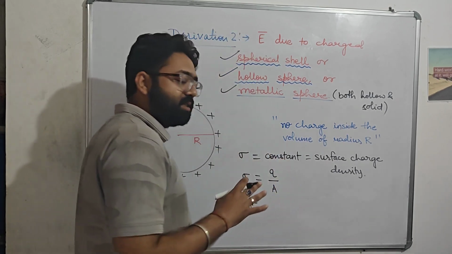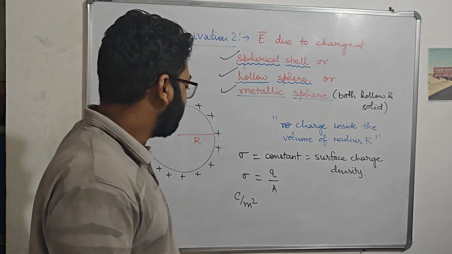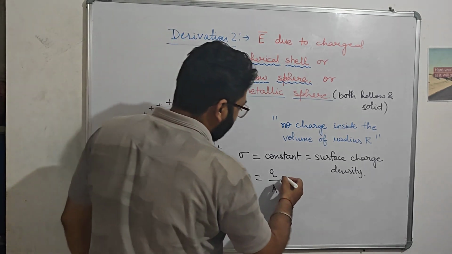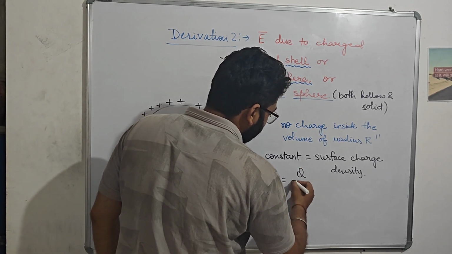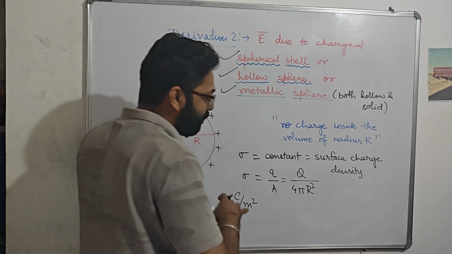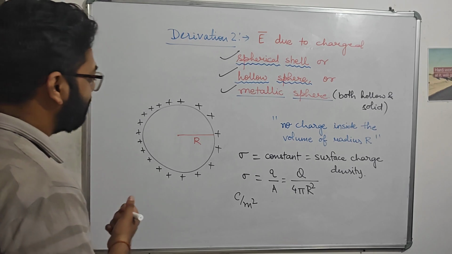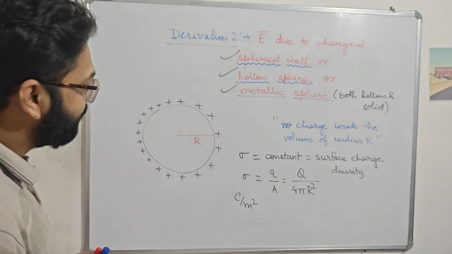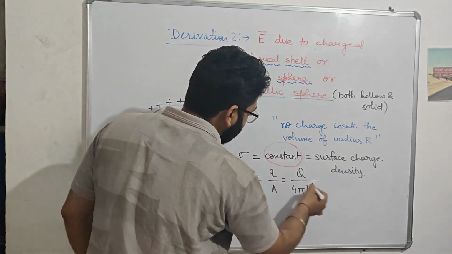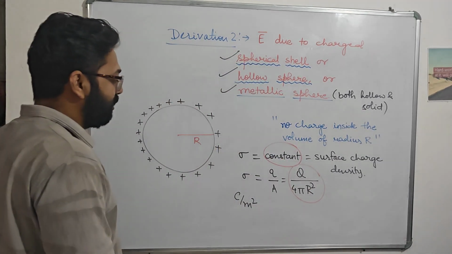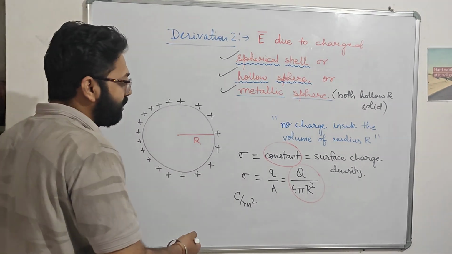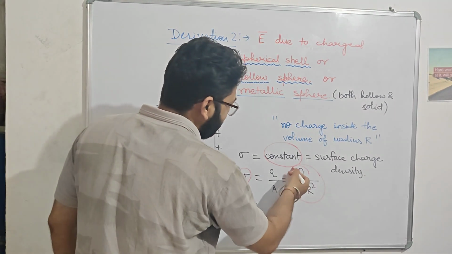Now, what does this surface charge density mean? It clearly means charge divided by area. The total charge is Q and the area is 4 pi R square, which is the total curved surface area of this sphere. So this can be said as sigma, and this sigma is constant. Like this we can discuss the expression, sometimes in terms of sigma, sometimes in terms of Q.